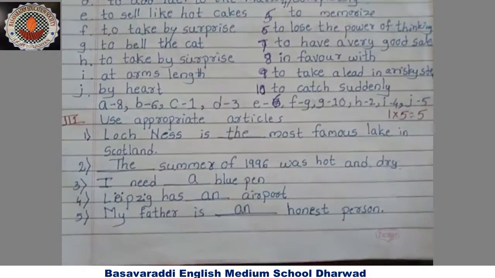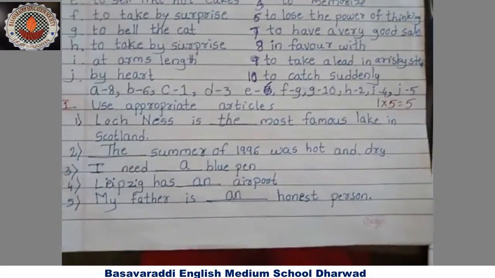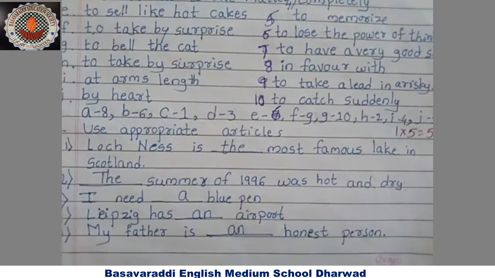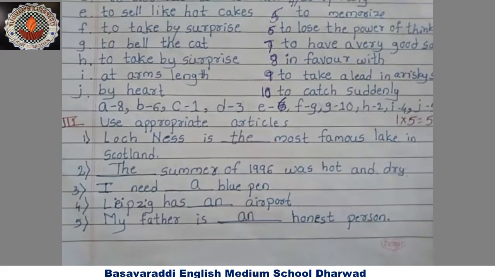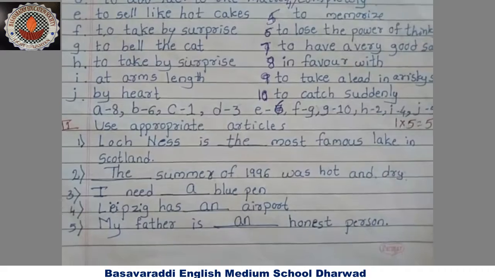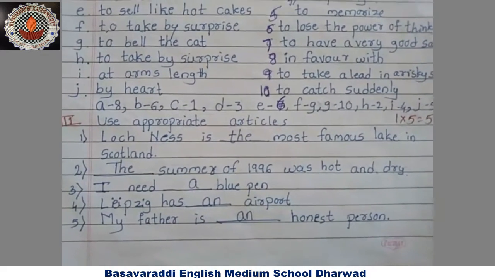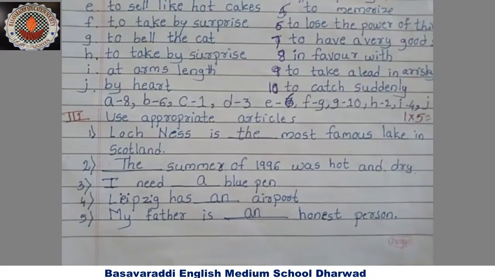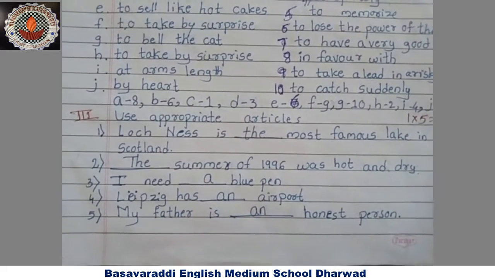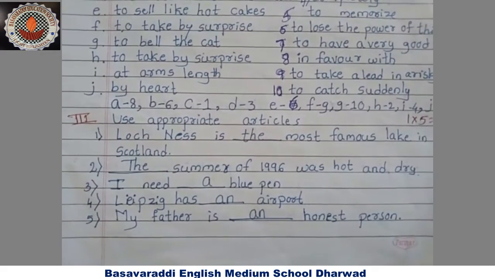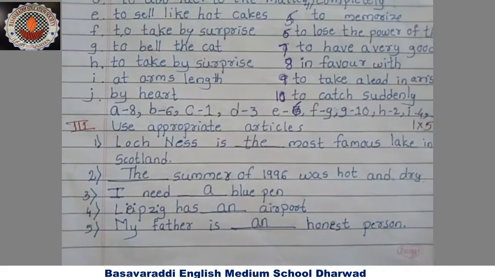As for articles, I would like to tell you that there are three kinds: a, an and the. These are also called determiners. Loch Ness is the most famous lake in Scotland. We use "the" when we are speaking about popular monuments and before the higher authorities, and also when we are speaking about universal truths. So here we are using "the".